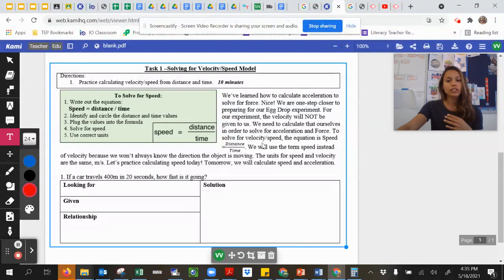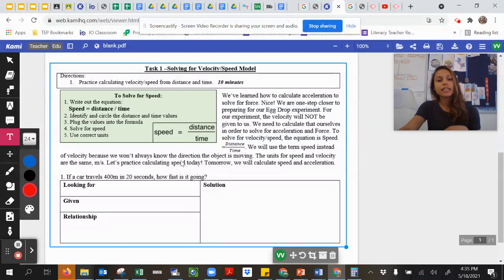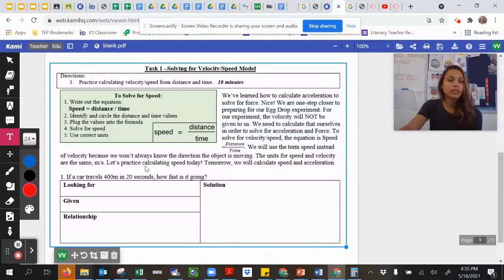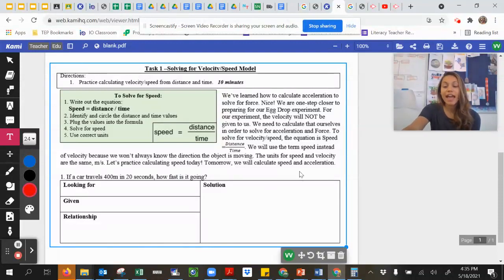To solve for velocity slash speed, the equation is speed equals distance over time. It is also in your reference sheet. We will use the term speed instead of velocity, because we won't always know the direction the object is moving. The units for speed and velocity are the same, meters per second. Let's practice calculating speed today. Tomorrow we will calculate speed and then solve for acceleration. We need to know one for the other.